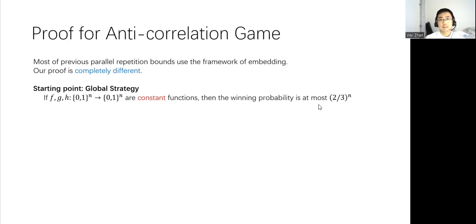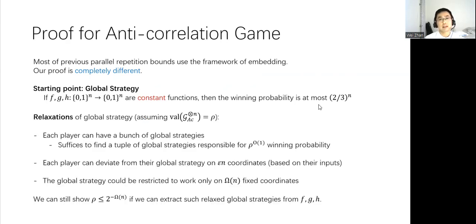Our starting point is a dream scenario called global strategy. If the player strategies are globally usable, that is, if the strategies are actually constant functions, then in each coordinate, the inputs have at most 2/3 probability to suit their strategies. So the winning probability is at most 2/3 to the power of n. But of course, this is too good to be true because the players have no reason to stick to a global strategy. The good news is we can have some relaxations on the global strategy.